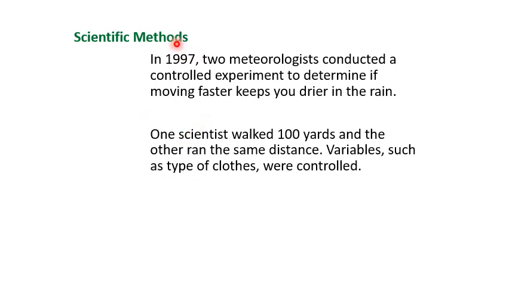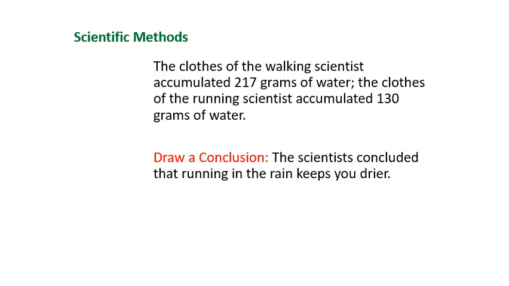Now in 1997, which is a long time ago, two meteorologists actually went ahead and did this to figure it out. They said, what is going to keep you drier? They did 100 yards, ran the same distance, same type of clothes, same amount of rain, and the clothes of the walking scientists had 217, where the clothes of the running scientists had 130 grams. So the running scientists actually, their mass was lower, which means running in this case is going to keep you drier. And again, like I said before, though, is this time for a law?